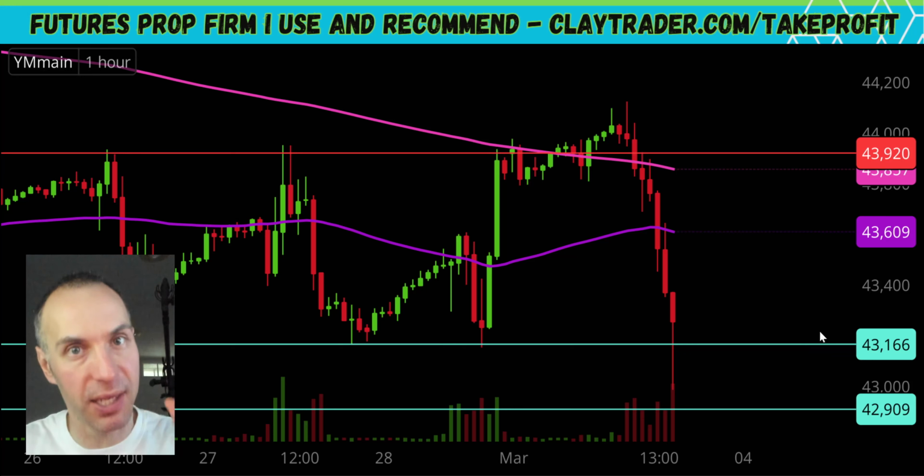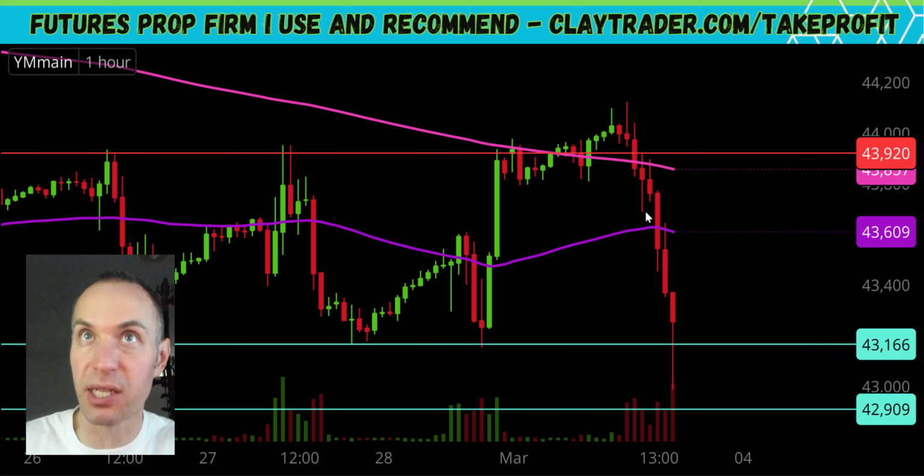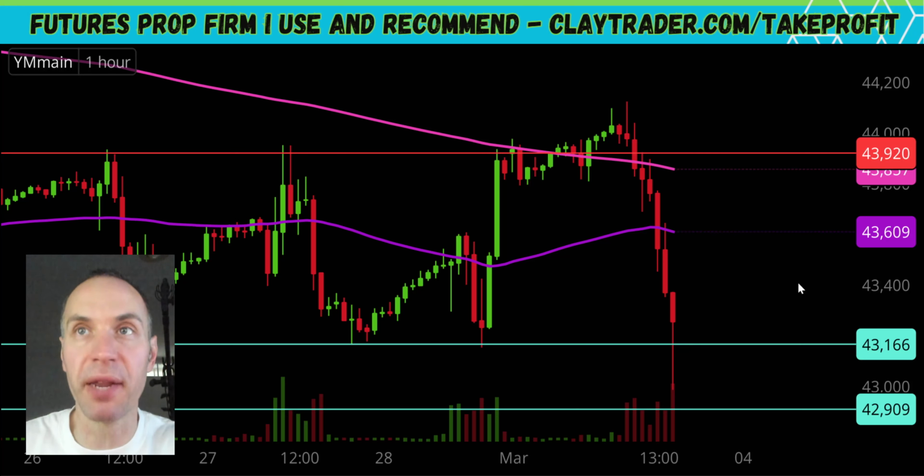But again, that's a pretty low bar, because this is still looking very weak with a big move to the downside. But nonetheless, moving into the next session, 43,165 and then 42,910 are going to be the two main areas of support.